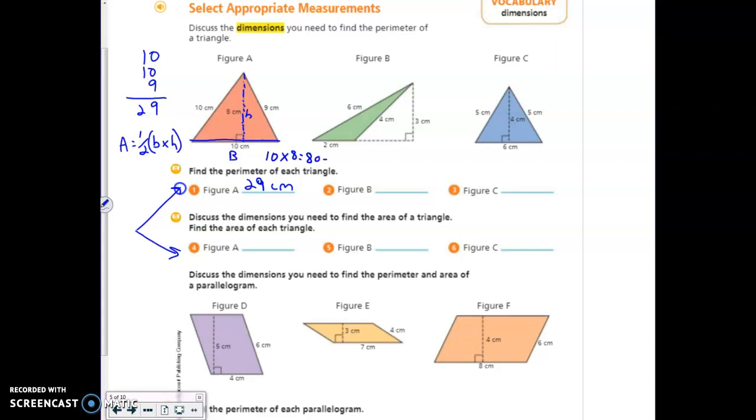All right, but then we have to remember again, it is a triangle, so we have to divide by 2 or cut that in half. And so the area of figure A is 40 centimeters squared or square centimeters. Again, either one, as long as we have the fact that we are looking for the squares inside a two-dimensional shape. All right. Hopefully that makes some sense to you.